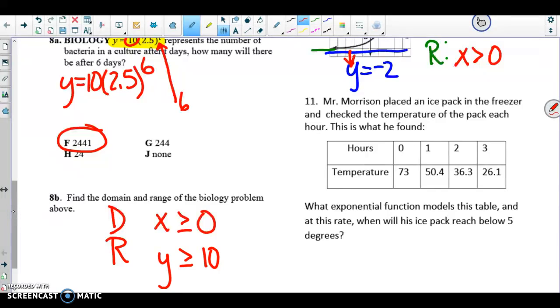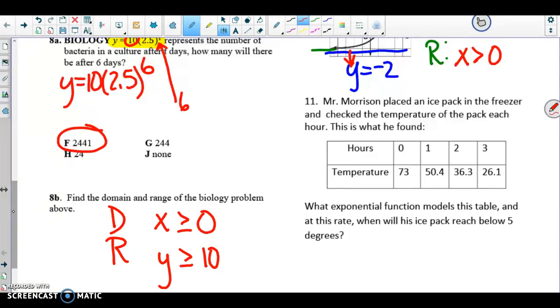All right. Mr. Morrison placed an ice pack in the freezer and checked the temperature of the ice pack each hour, and this is what he found after 0, 1, 2, 3 hours. And the temperature starts out at 73. It looks like it's going down: 50.4, 36.3, 26.1. What exponential function models this table? And at this rate, when will his ice pack reach below 5 degrees?